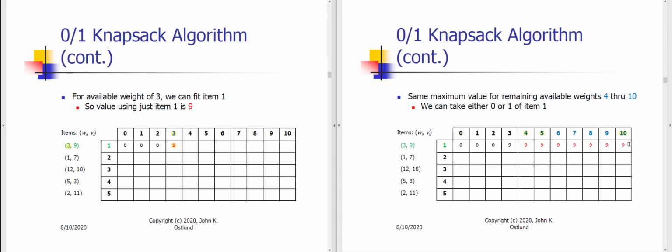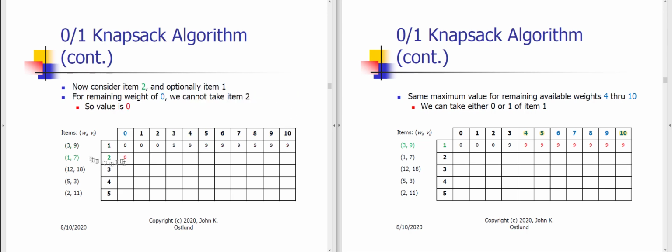Okay, so that is item 1. We've dealt with item 1. Now let's go on and see what happens if we consider item 2. Okay, so now we're considering item 2. Item 2 has a weight of 1 unit and a value of 7 units.